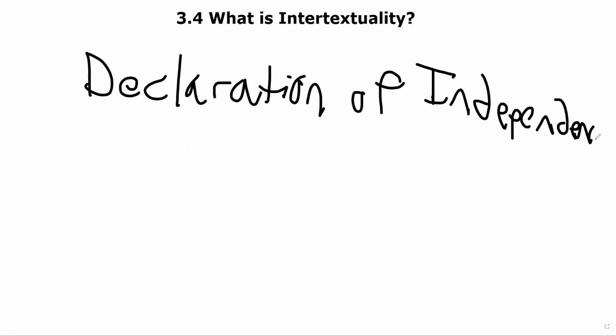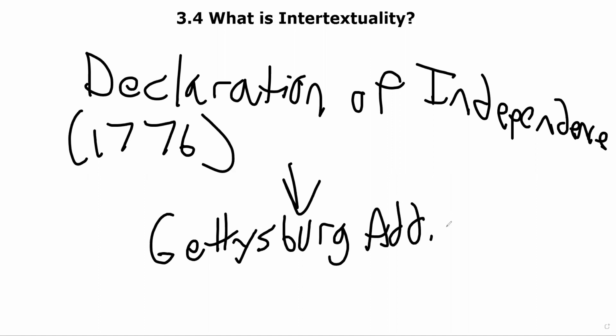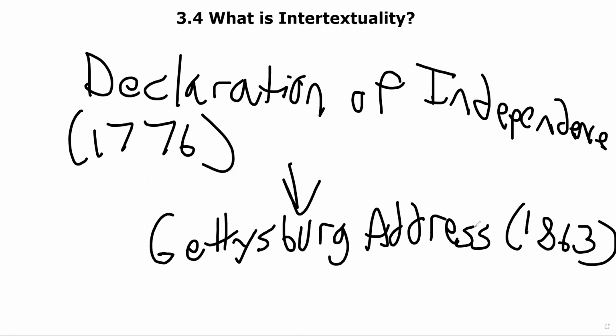So the Declaration of Independence was published in 1776. That would be the late 1700s, the late 18th century. The Declaration of Independence influences the Gettysburg Address by Abraham Lincoln, which, if I'm not mistaken, was 1863. Okay, Lincoln refers back to the Declaration of Independence. He makes textual references to this.